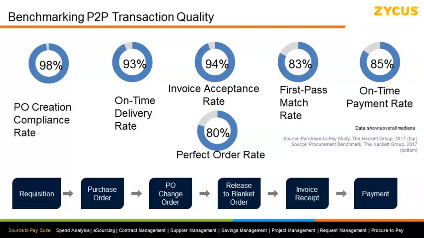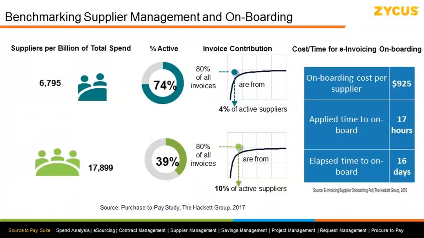But you could look at on-time delivery. Is the invoice accepted? Is it submitted accurately? Does it match on the first pass to the PO 83% of the time, and so on and so forth. I wanted to go through these pretty quickly, but these are some other ways to look at efficiency and transaction quality. Of course, none of this happens in the P2P environment, where you're exchanging POs and invoices with suppliers, unless you're effective at onboarding suppliers and managing suppliers.